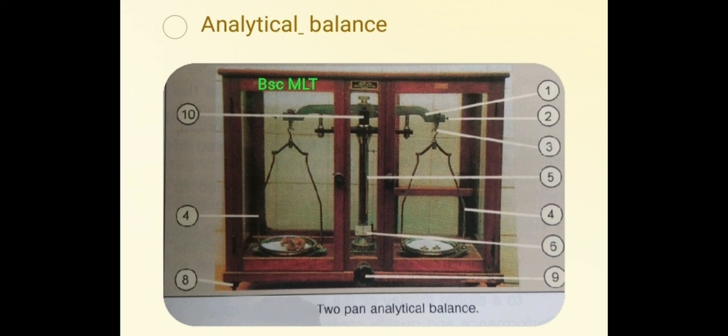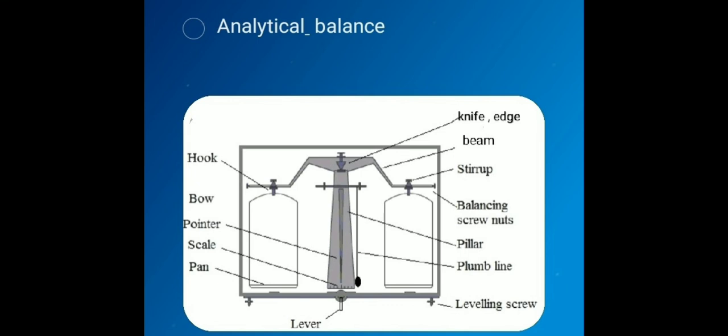Analytical balances. These are used mainly to weigh chemicals accurately for the preparation of analytical reagents. The components: number 1, a beam; number 2, the knife edge and the screw nut; number 3, stirrups; number 4, scale pans; number 5, a pointer; number 6, ivory scale; number 7, rigid supports; number 8, wooden platform with the leveling screw; number 9, handle; number 10, a central vertical pillar.